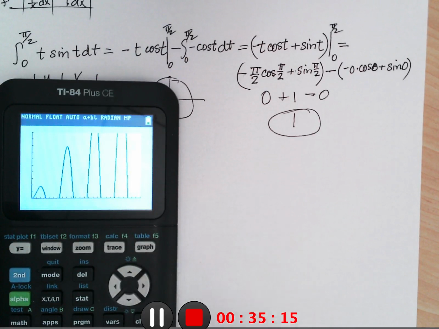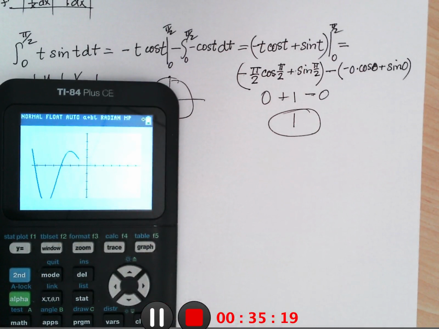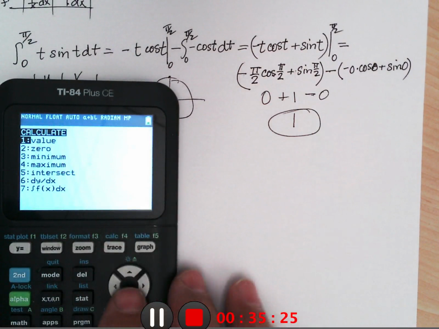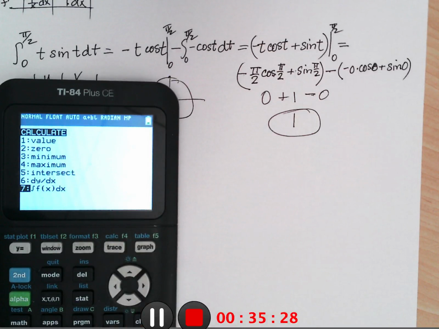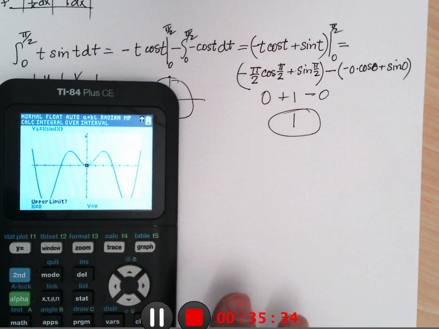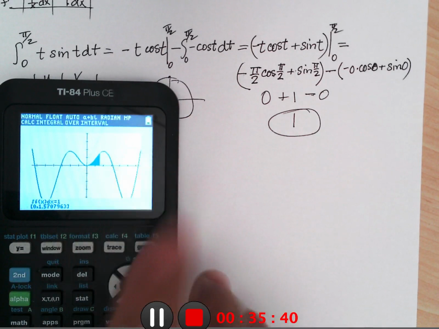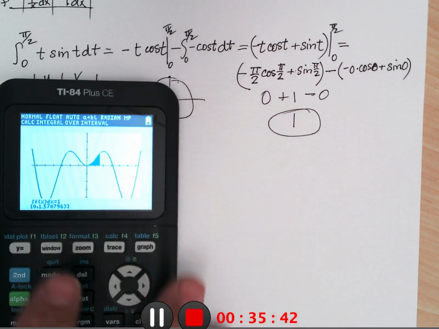And let's go zoom 4 for a little bit different graph looking. And we need to graph from 0 to pi over 2. So I go second, calculate the area. I mean, not graph. We need to find the integral from 0 to pi over 2. From 0 to second, up arrow, pi divided by 2, enter. And it says the area of that is 1. So they match.